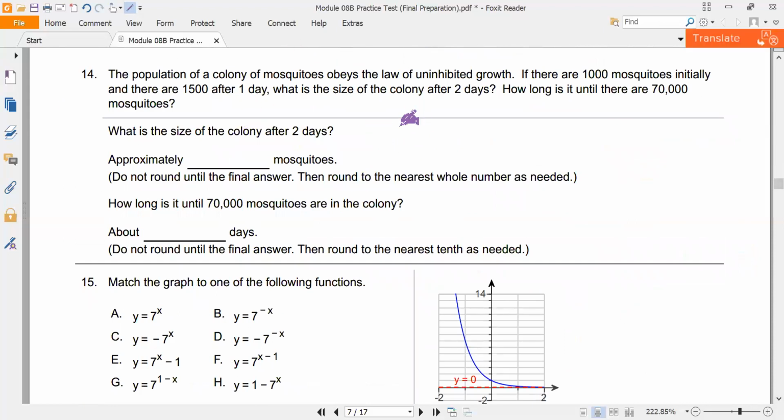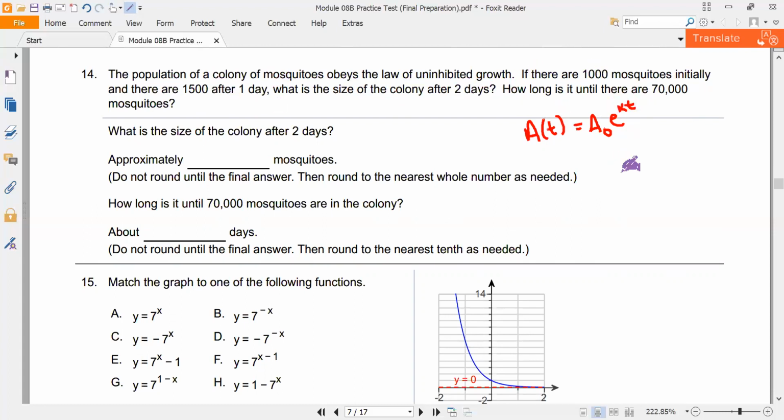Okay, for the last one on this video, number 14, we're doing another word problem. It says the population of a colony of mosquitoes obeys the law of uninhibited growth. Now, uninhibited growth means the future value, A of t, equals A sub 0 e to the kt. There's no negative this time because it's growth. If there are 1,000 mosquitoes initially and there are 1,500 after 1 day, what is the size of the colony after 2 days? So the first thing we want to do is figure out the growth rate.